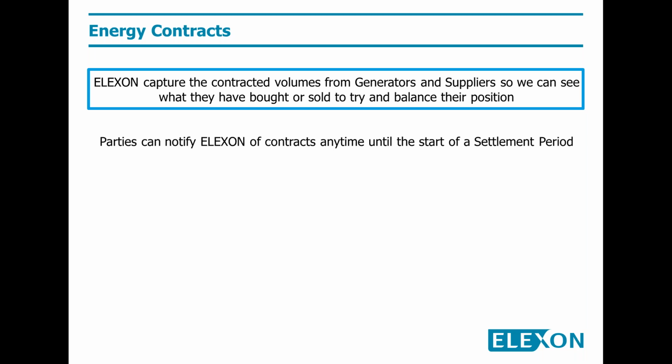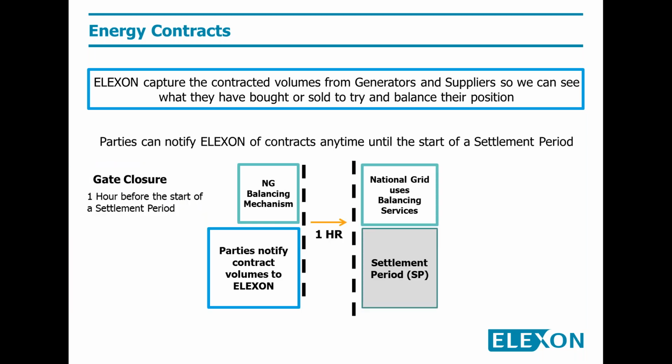So parties can notify ELEXON of contracts anytime up to the start of the settlement period. Now, this was a recent change that came in November last year. Prior to that, parties had to notify contract volumes at what was called gate closure, which was 1 hour before the start of the settlement period.